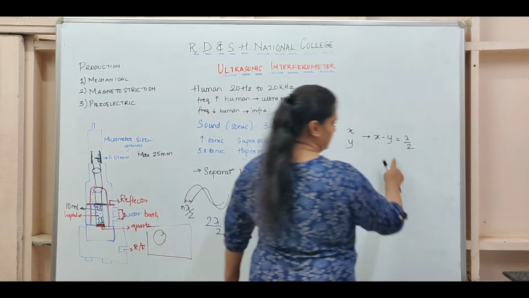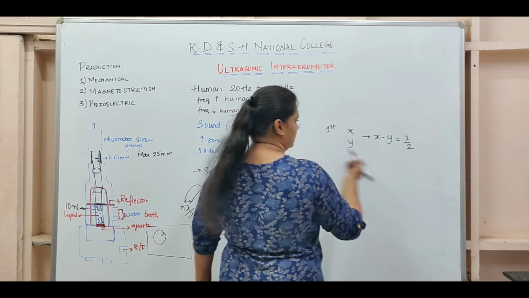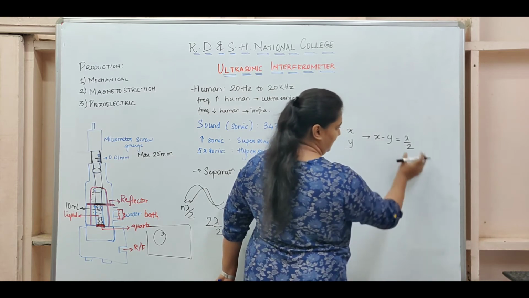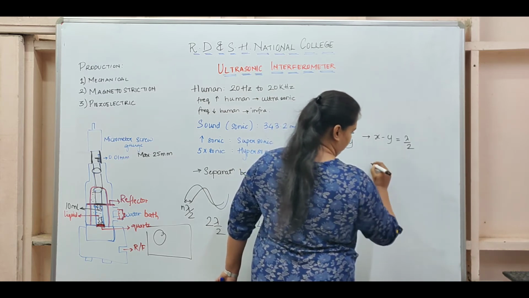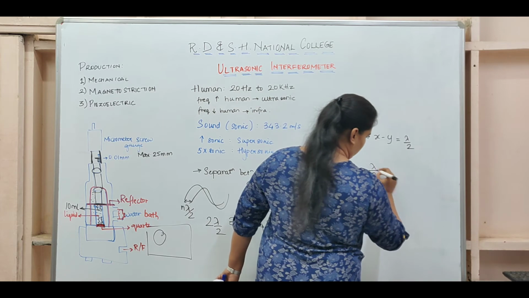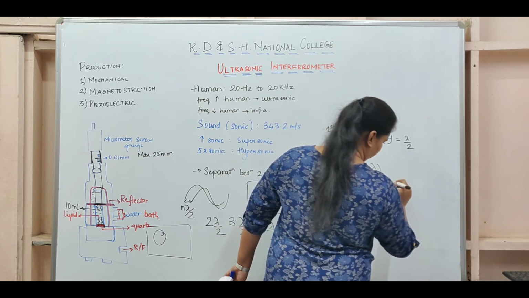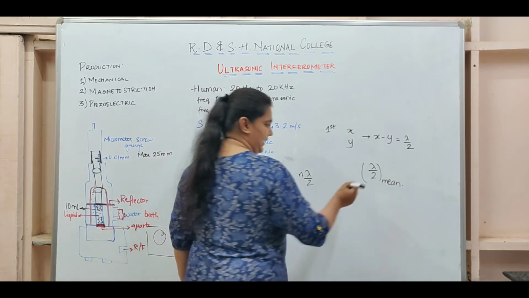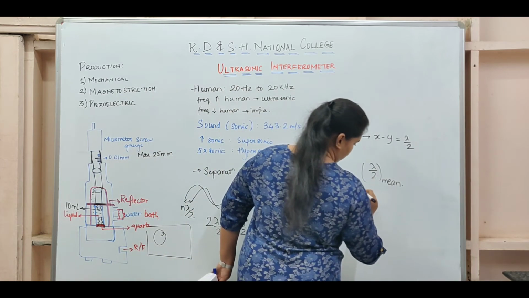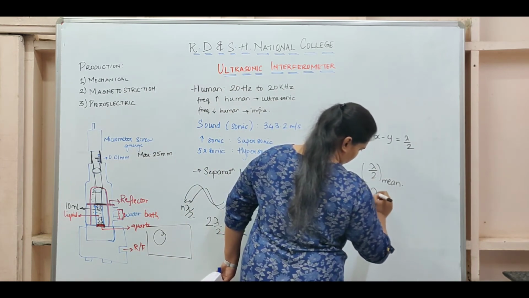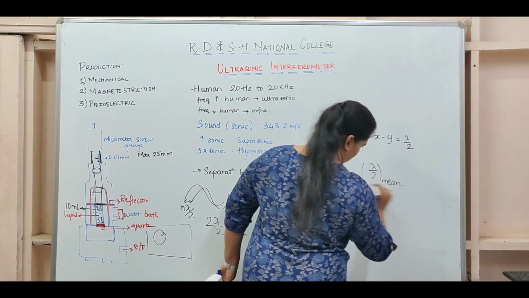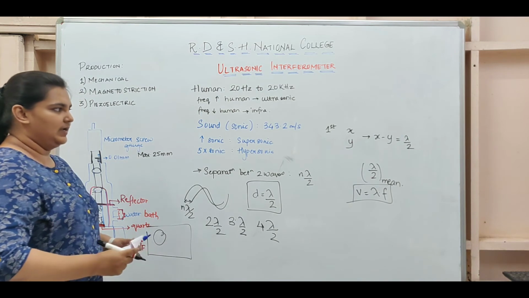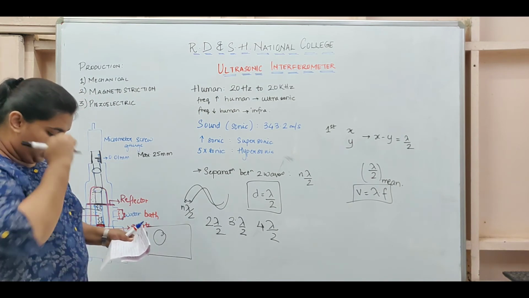So using this distance, at each distance I can calculate lambda by 2. Once I get all my lambda by 2 values, I can take their mean. So I'll get my lambda by 2 mean. I know the frequency, so I can substitute v is equal to lambda into f and calculate the velocity. So this is how I get the velocity.